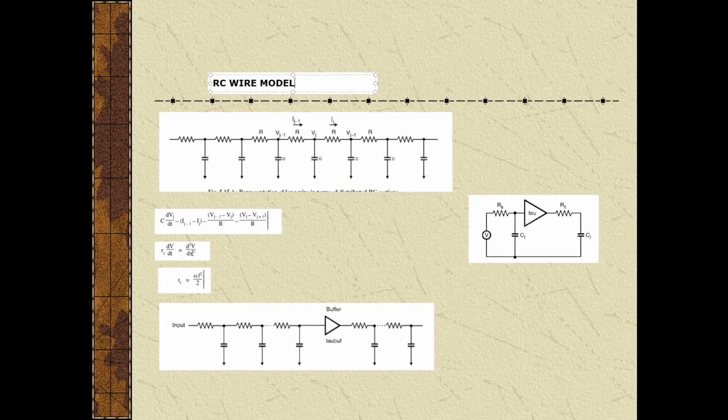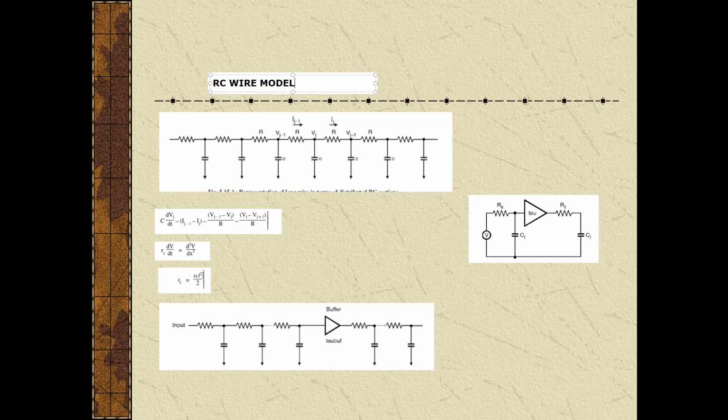This is the equation where x is the distance from the input, r is the resistance per unit length, and c is the capacitance per unit length. The solution of this differential form yields an approximate signal delay that can be expressed by this equation. Here R is the resistance per unit length, C is the capacitance per unit length, and L is the length of the wire. Here L square shows the delay is larger by the RC effect for a very long wire.